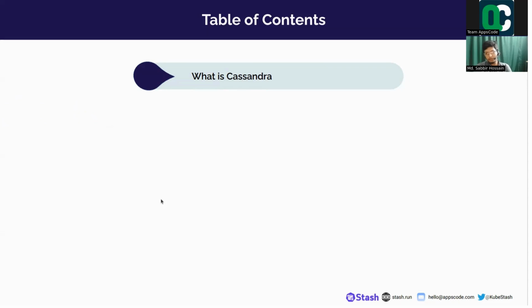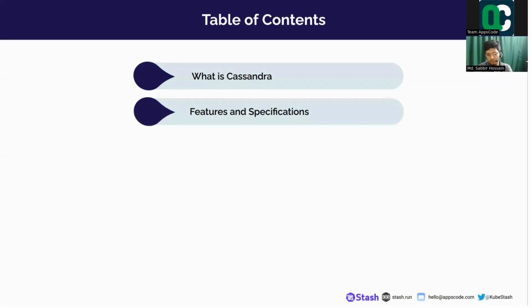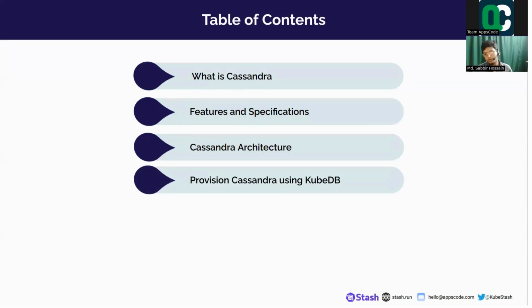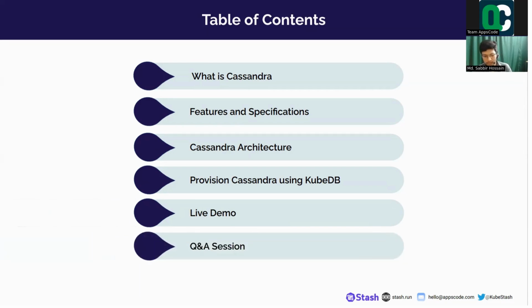These are the table of contents. First of all, we will have a short overview of Cassandra. After that, we will see features and specifications of Cassandra. Later, we will discover the architecture of Cassandra. Then we will see how provisioning Cassandra happens in KubeDB. After that, we will see a live demo. And finally, we will have a Q&A session.